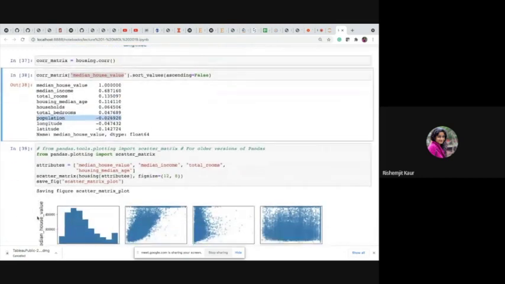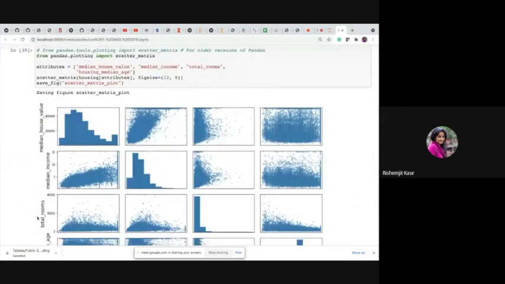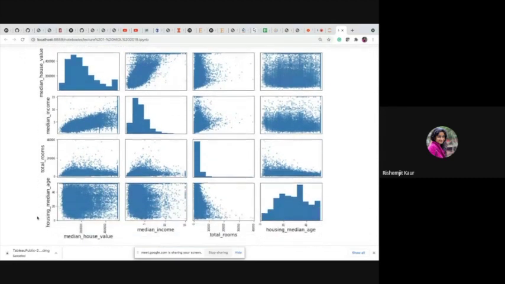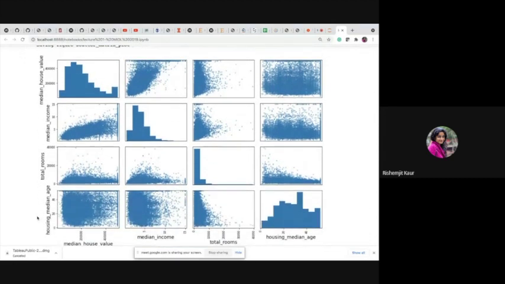So next, we will try to visualize these correlations as well. This is something that we call a scatter matrix plot, which helps us to see the relationship between the different variables. For example, this is the median housing value. You will see that with the median income, it has a very good positive correlation. With the increase in median income, the housing value also increases.